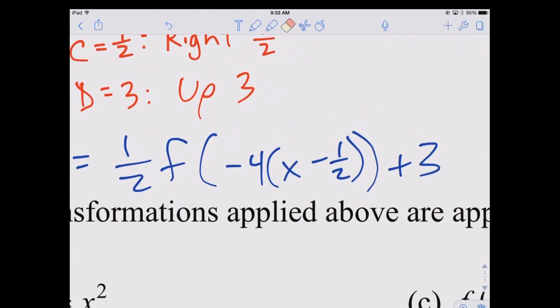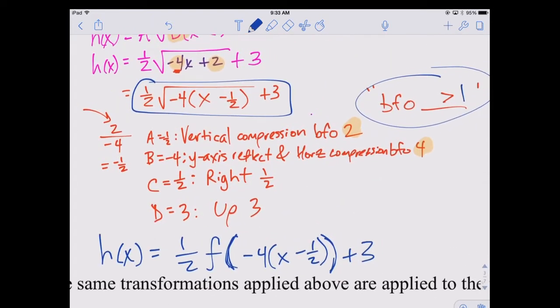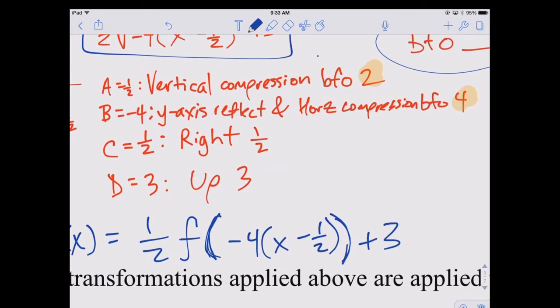Yes, absolutely. Without the f, then you just have multiplication. So this is for any function f of x, if you apply this transformation to it, it's going to do the same thing it did to the radical function. It's going to vertically compress it by a factor of 2. It's going to reflect it across the y-axis. It's going to compress it horizontally by a factor of 4. And then it's going to pick it up and move it right 1/2 and up 3 and set it down. And it works for every function.